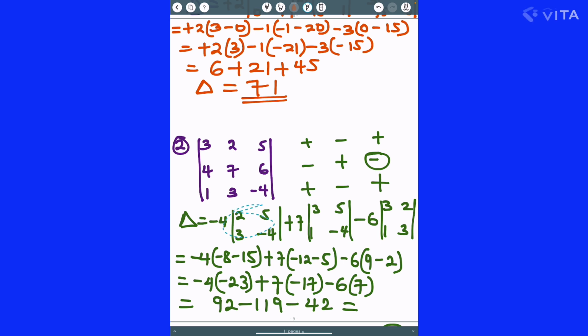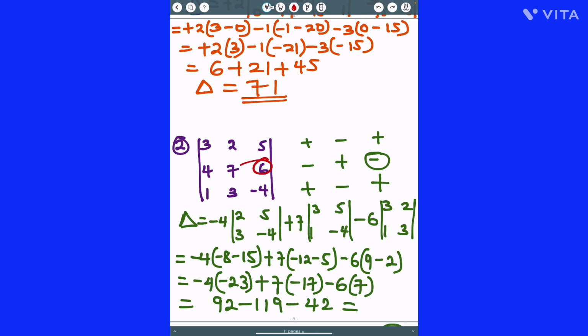So that ends that part. I'll go ahead, pick 7. When I pick 7, 7 should take a plus sign. So plus times 7 is plus 7. When I pick 7, what do I have left? 7 is in the second row and the second column. Let me do that with a red. So I have 3, 5, 1, minus 4 left. I'll go ahead and put that together here.